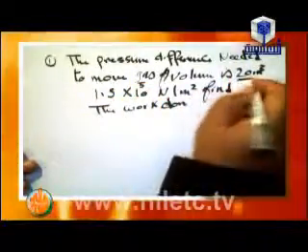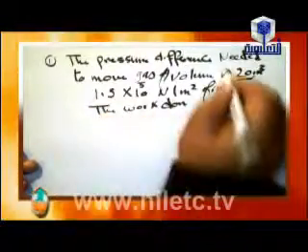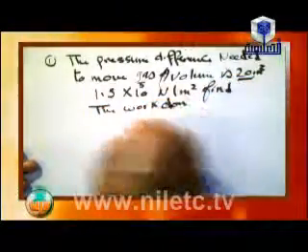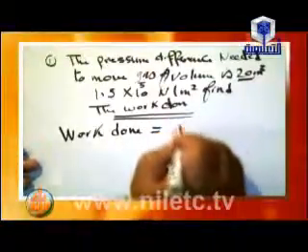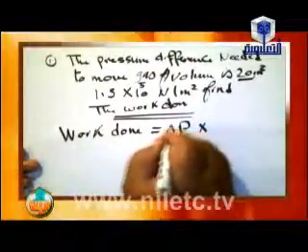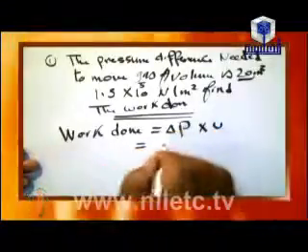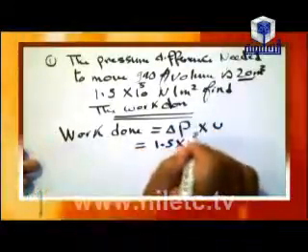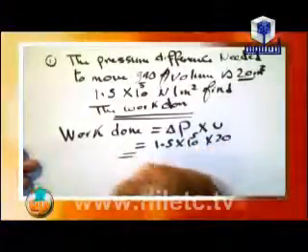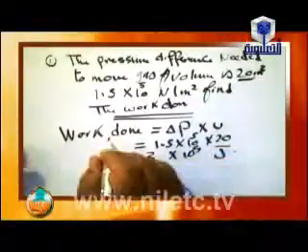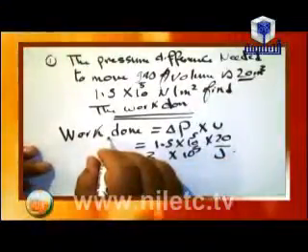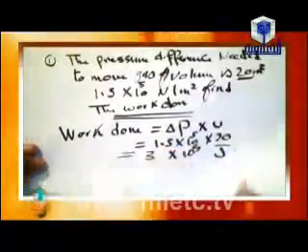The pressure difference needed to move a gas of volume 20 meter cube is 1.5 times 10 power 5. Find the work done. Work done equals pressure times delta V. So 1.5 times 10 power 5 times 20, which is equal to 3 times 10 power 5 joule. This is the work done for a gas whose volume is 20 meter cube.